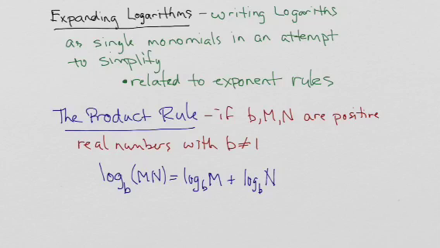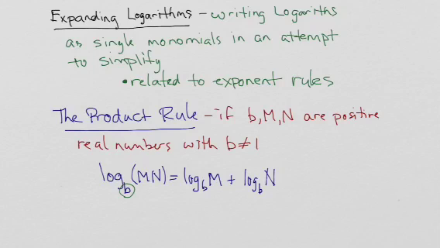All right, so today we're going to talk about what's called the product rule. It says if lowercase b, capital M, and capital N are positive real numbers, with b not equal to 1, and the reason we don't want b equal to 1 is because it's our base number. We don't want our base number to be 1 because 1 to the second power equals 1, and 1 to the third power equals 1, and 1 to the 47th power equals 1, and nothing really works with that.